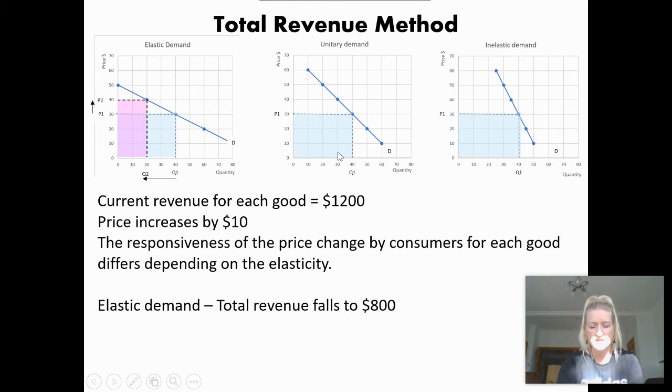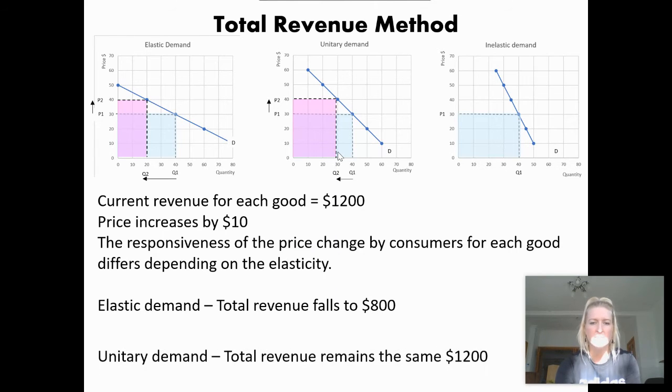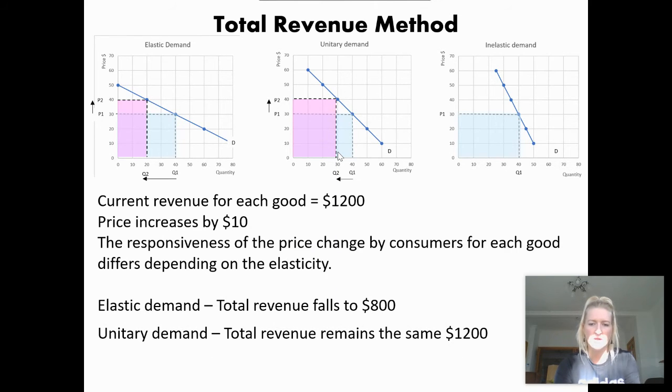For the unitary, we're going to increase the price by 10 and the quantity will fall by 10. Essentially we still have the same amount of revenue, so it remains the same at 1,240 times 30.